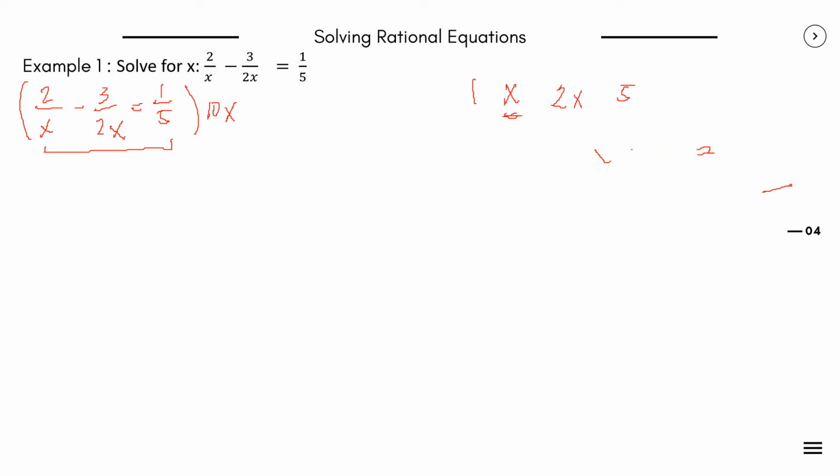Okay, so let's go back to the solution. Now, since we have 10x, divide lang natin siya. 2x.